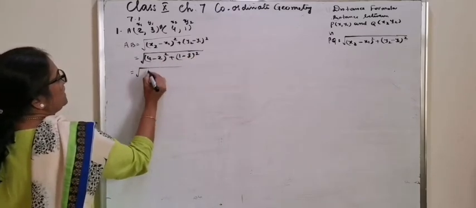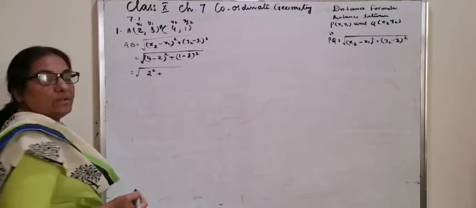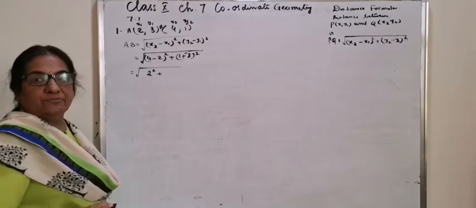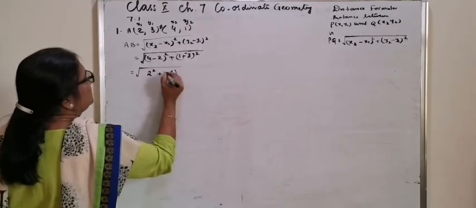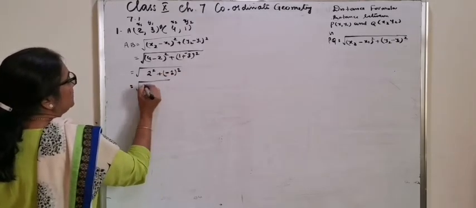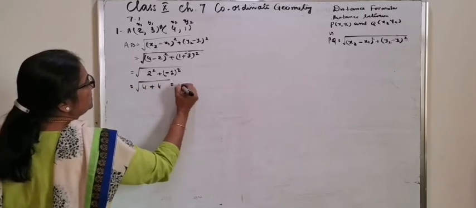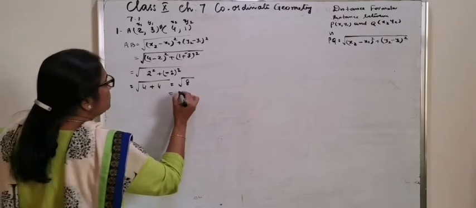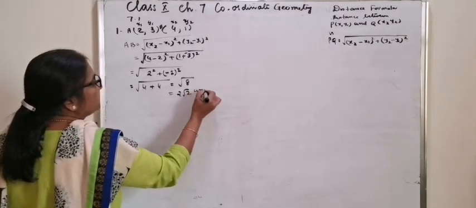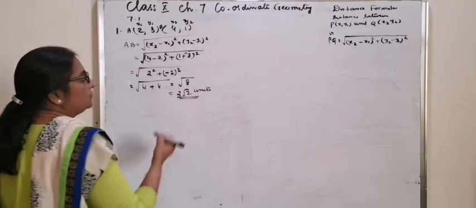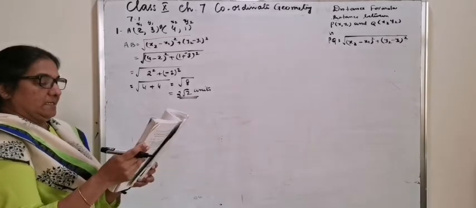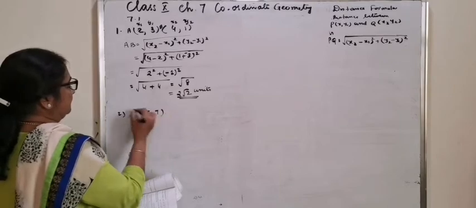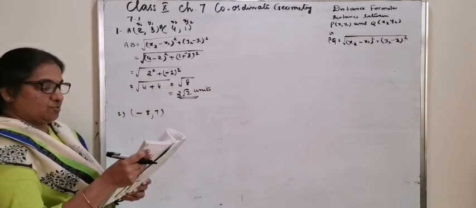which is the same as 4 minus 2 is 2 square plus 1 minus 3. Subtraction of integers is by the inverse operation. It is minus 2 the whole square, square root of 4 plus 4, which is equal to root 8, or it can be written as 2 root 2 units. The second subdivision: minus 5, 7 and minus 1, 3.